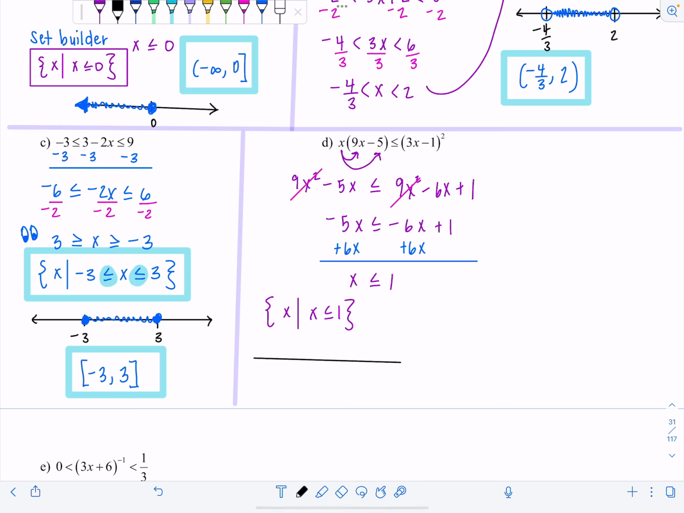Number line time. Here's 1. Closed circle. Which way do I shade? Left or right? To the left, to the left. Yes, Beyonce knew. Okay, and then in interval notation, we'll have from -infinity to 1. Bracket or parentheses?